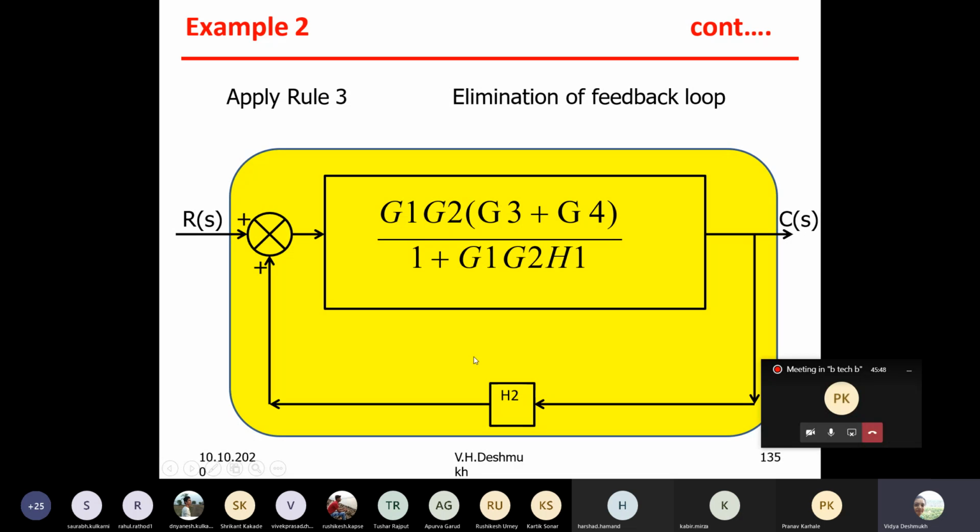Now again eliminate the H2 block. So eliminate this H2 block. How do we eliminate this H2 block? I have solved this in my notebook.